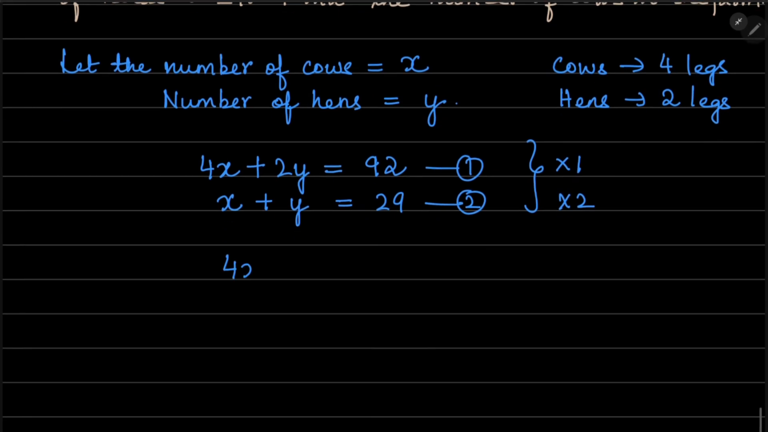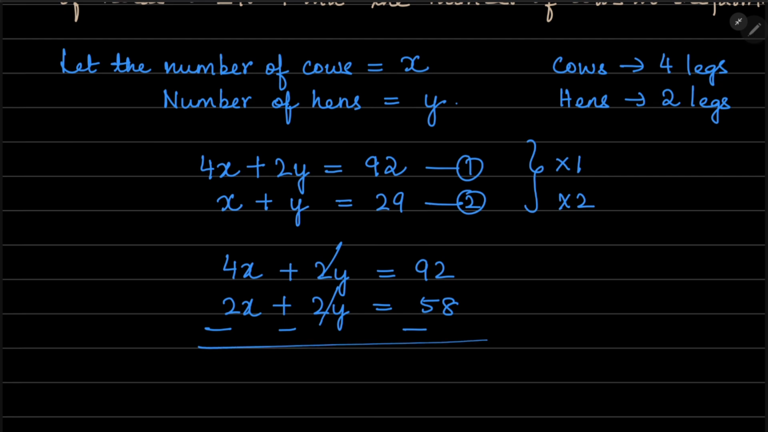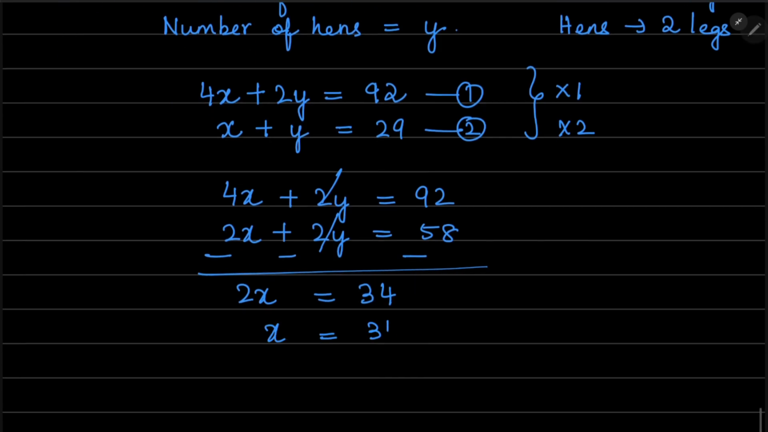So what do you have? 4x plus 2y equal to 92. This is your first equation as such. In the second equation, you multiply it throughout by 2. So what do you get? 2x plus 2y equal to 58. Change the sign whenever you are subtracting. Plus 2y minus 2y gets cancelled. So what is 4x minus 2x? It is 2x equal to what is 92 minus 58? So 12 minus 8 is 4. 8 minus 5 is 3. So you're getting x equal to 34 divided by 2. Therefore x equal to 17.